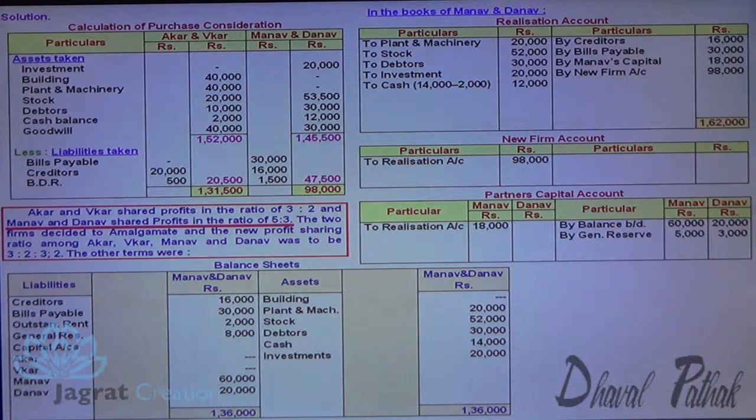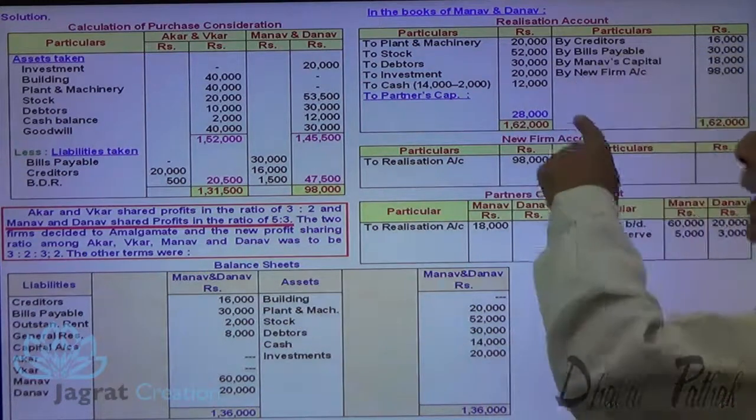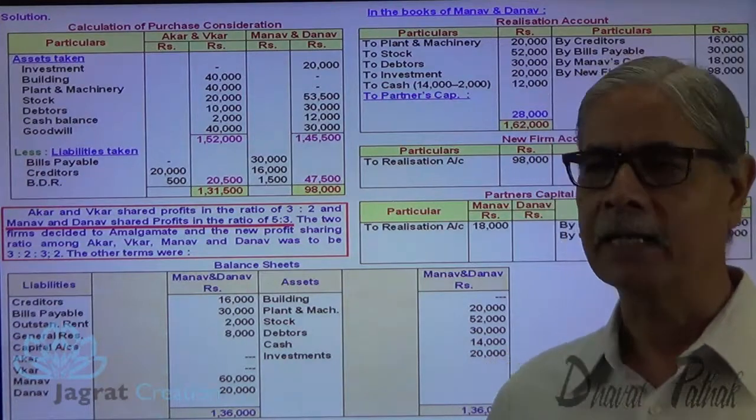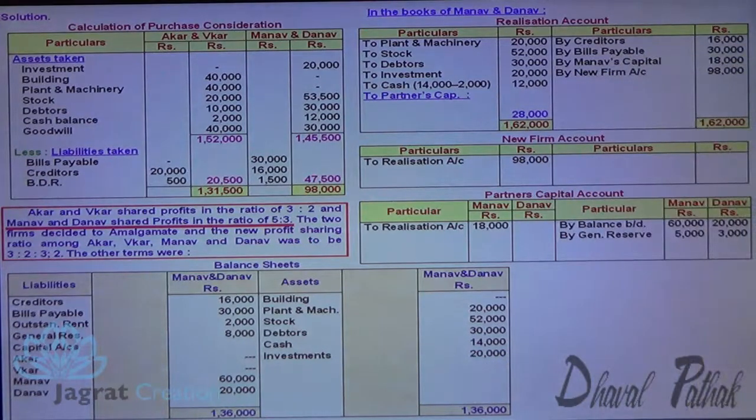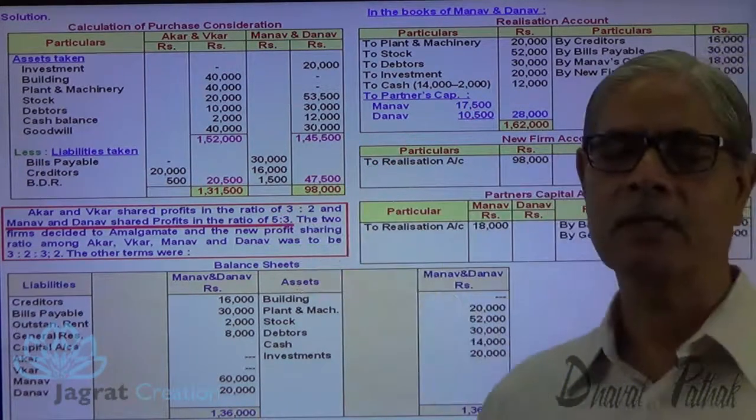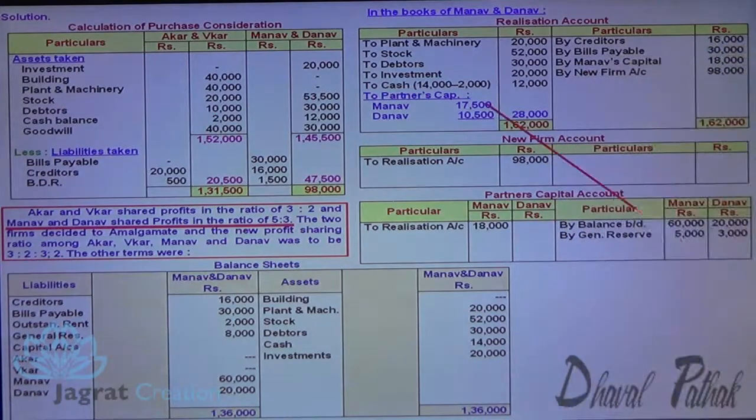Now find out the profit or loss of the realization account. That will be distributed between Manav and Danav in the ratio of 5:3. So your realization profit is 28,000, distributed between Manav and Danav in the ratio of 5:3. So 28,000 into 5 by 8, 17,500. 28,000 into 3 by 8, 10,500. This is the realization profit. Realization account debit, partners' capital account credit.